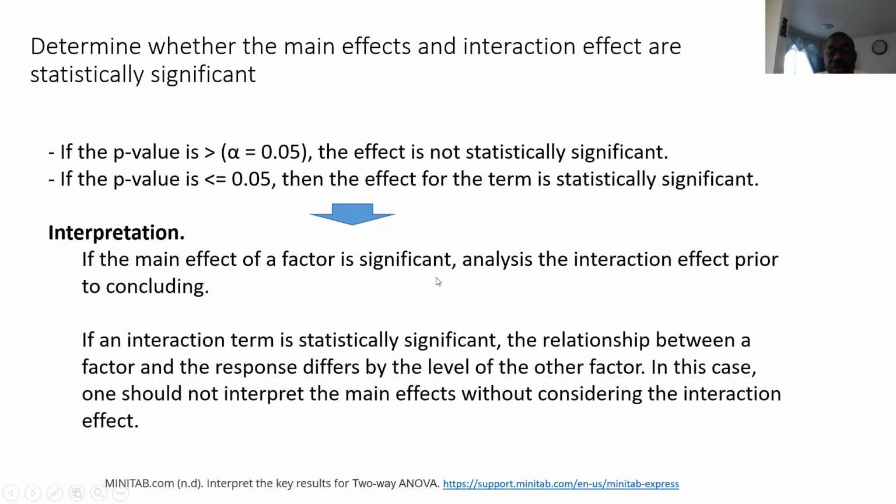So the interpretation should be similar to the one-way ANOVA, but we have to be careful here that we have the interaction effect. That is why when we look at the statistical significance of one element, we have also to cross-check the statistical significance of the interaction.